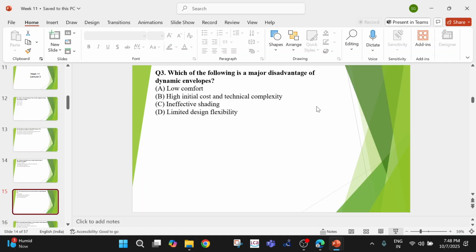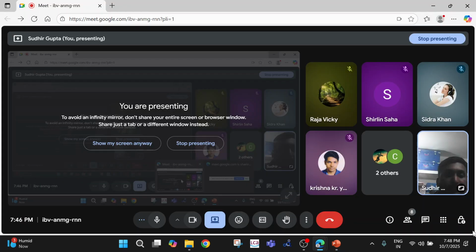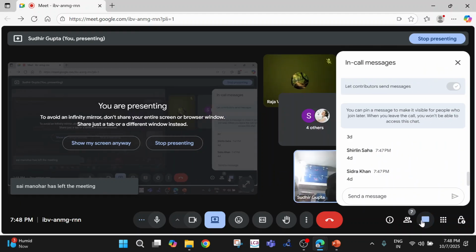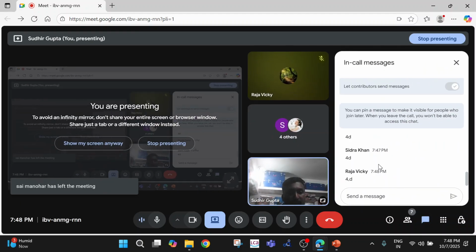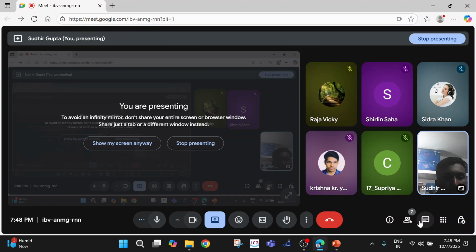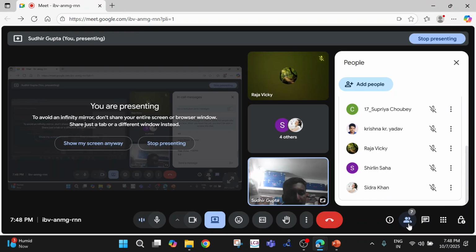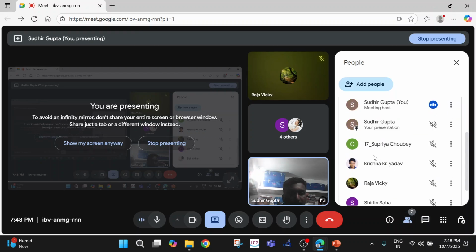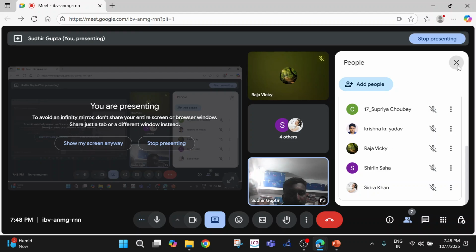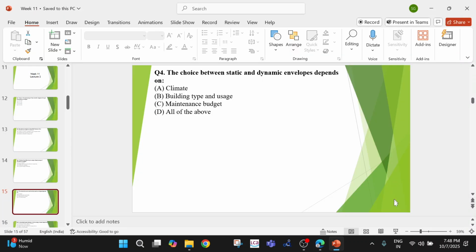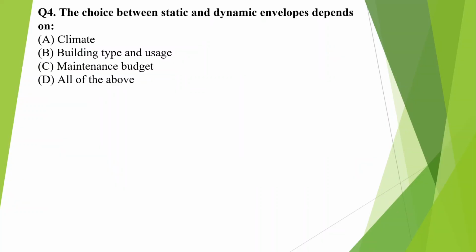So let me see who has answered it correctly. Celine, Sidra, Vicky, all of them are marking option D. What about others? Krishna, Supriya, they are also there. I hope they know the answer. Other participants are also there. So most of you have answered. Let me discuss then without wasting the time of others. The correct answer is option D only.